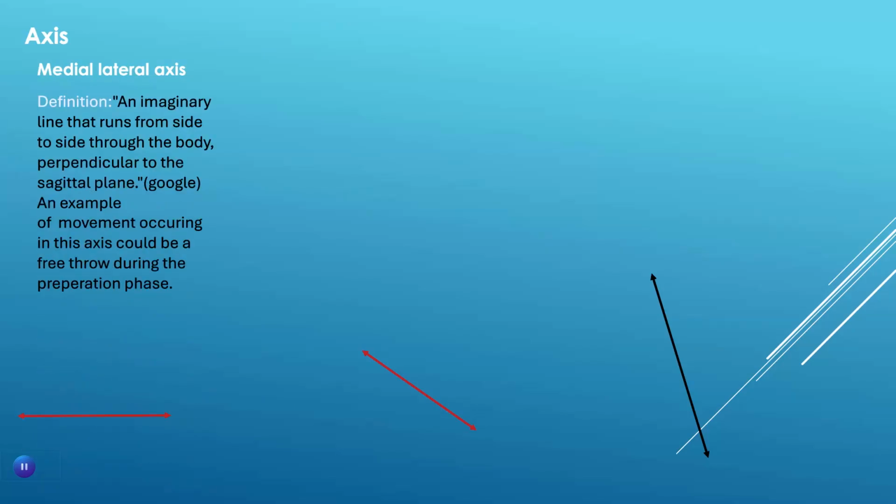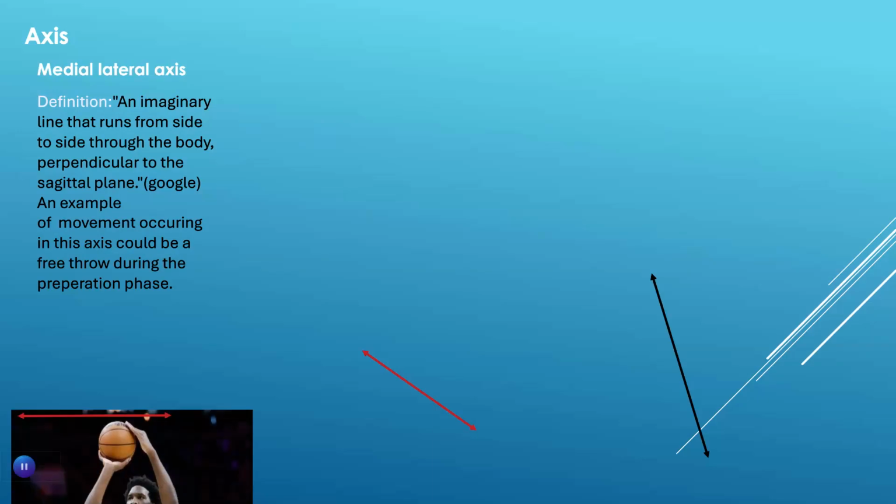Medial-lateral axis. The definition is an imaginary line that runs from side to side through the body, perpendicular to the sagittal plane. An example of a movement occurring in this axis could be a free throw during the preparation phase.